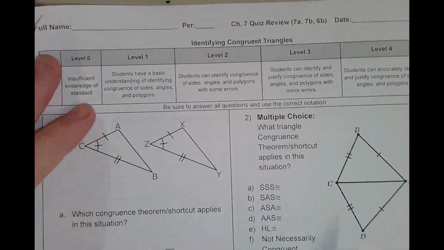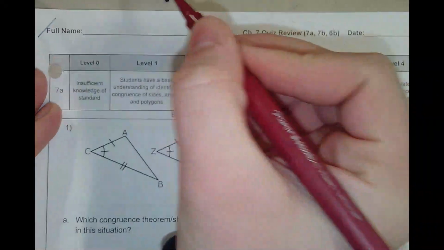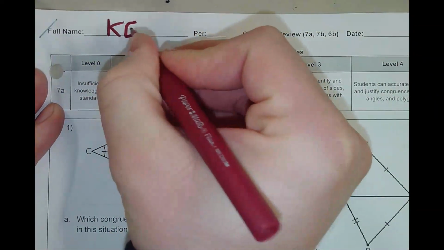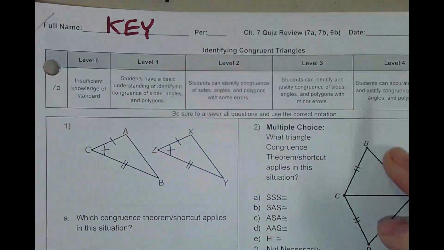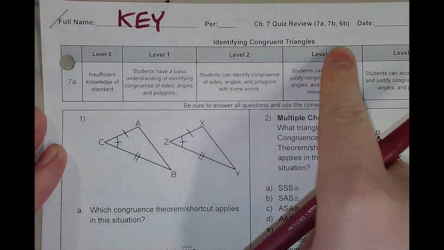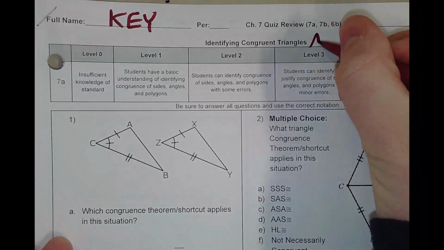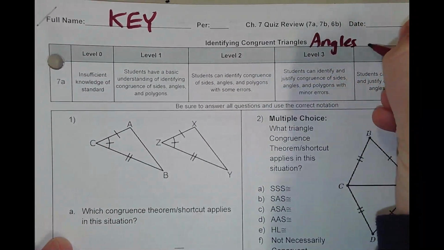All right, amazing student. Here we are. We're going to go over the Chapter 7 review, and I'm going to call this the answer key. Remember, we're going to be going over Standard 7A, which asks you to identify congruent triangles and its parts. So when we say parts, we're talking about angles and sides.